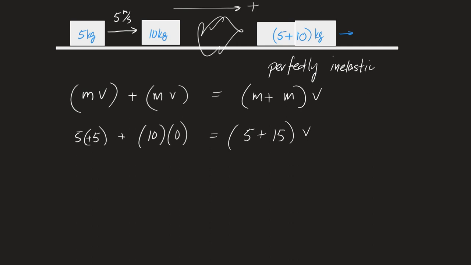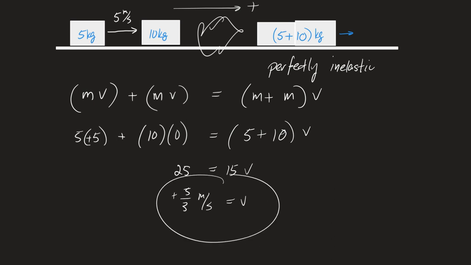This is a collision. All collisions like this. Left side, 25. Right side, 15V. Yeah, I did it again, didn't I? Sorry, expect more from us. We teachers are lame. So 25 equals 15V. So V equals 5/3 meters per second. It's positive, so they keep moving to the right. All right? Not challenging, I don't think, but not terrible.